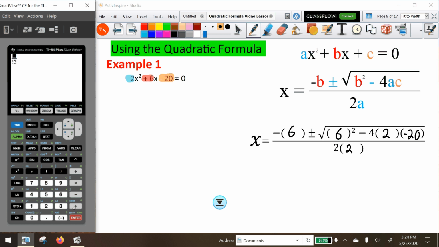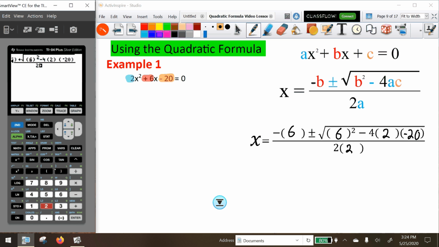Get my fraction bar, -6 in parentheses, plus or minus. There is no plus or minus button on this calculator, so you actually have to do it in 2 steps to get both of your answers to the quadratic equation. So I'm just typing this in exactly how it appears.